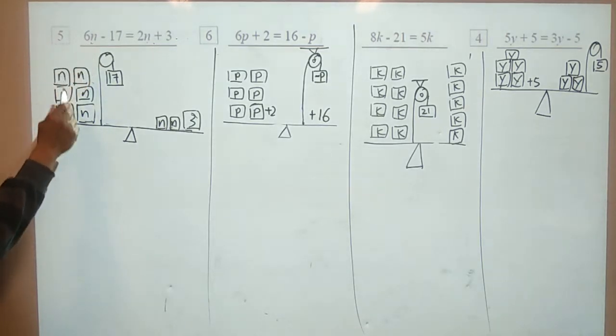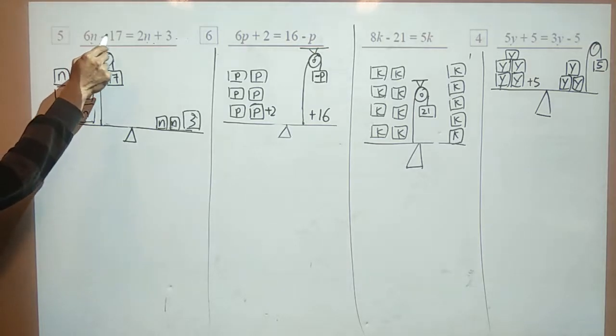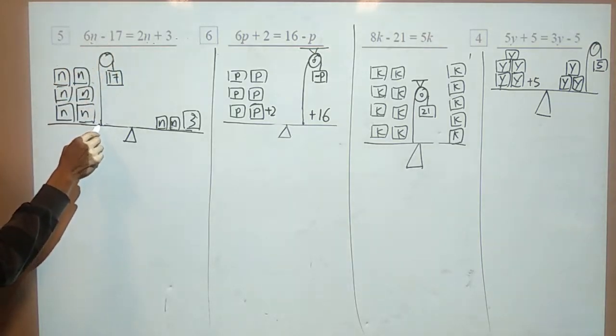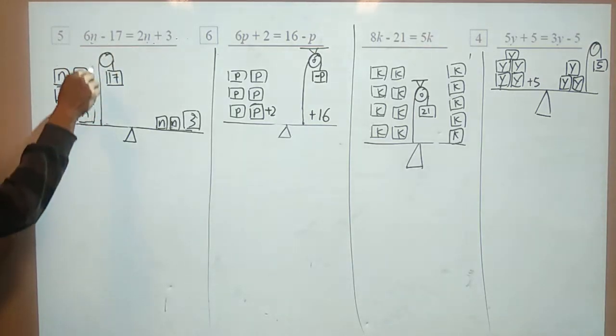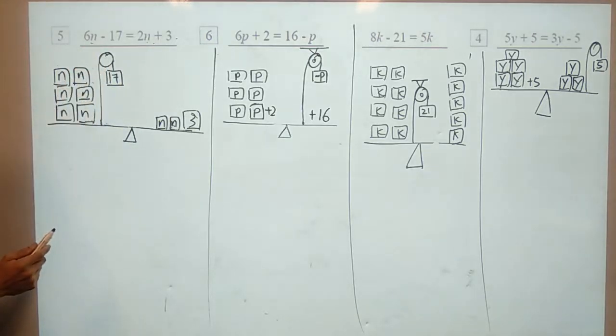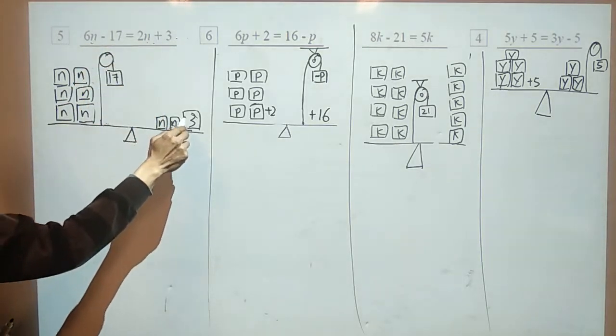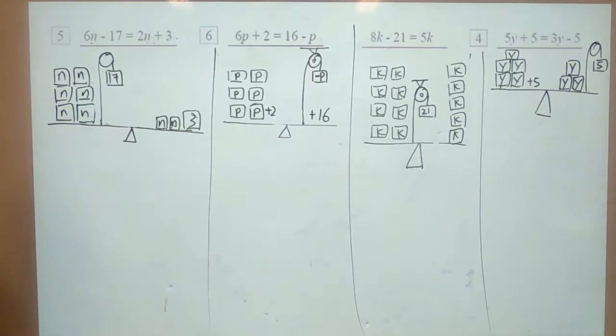So 6n is represented by 6 units of n on this side. Now, take away 17 means having a pulley, lightening the load over here by 17 units. And I have 2n plus 3 units of mass over here.